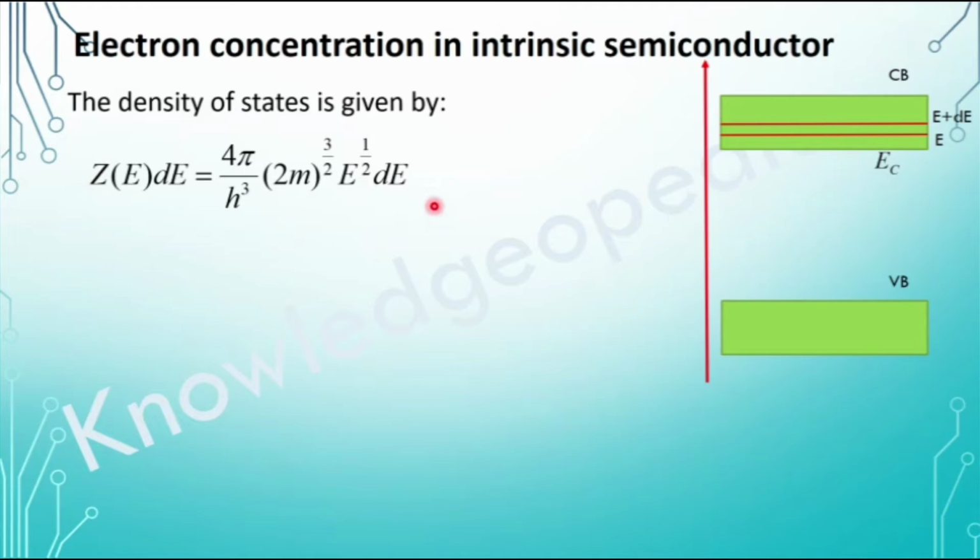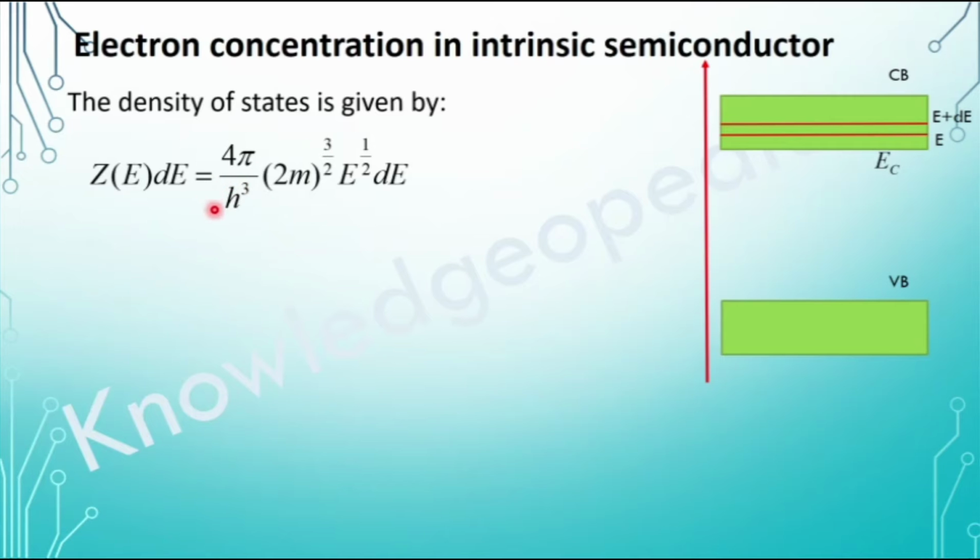The derivation of this function is given in your solid state physics. If you want a derivation here also, then put your queries in the chat box so that I will come up with a video for the derivation of this function. So this is the density of states, which is given by 4 pi by h cube, (2m) to the power 3 by 2, E to the power half dE. This gives us the density of states around the energy state E.